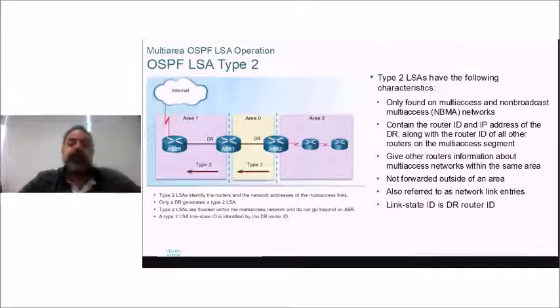Yeah, so Type 2, they're the network LSAs, and so only found on multi-access and non-broadcast multi-access networks. So basically, it's where you can have more than 2 routers connected, and so you can describe all the routers that are connected to it. And so it contains the router ID and IP address of the DR, along with the router ID of all other routers on that multi-access segment. Give other routers information about multi-access networks within the same area, not forwarded outside of an area, also referred to as network link entries. Link state ID, again, is the DR router for that multi-access network.